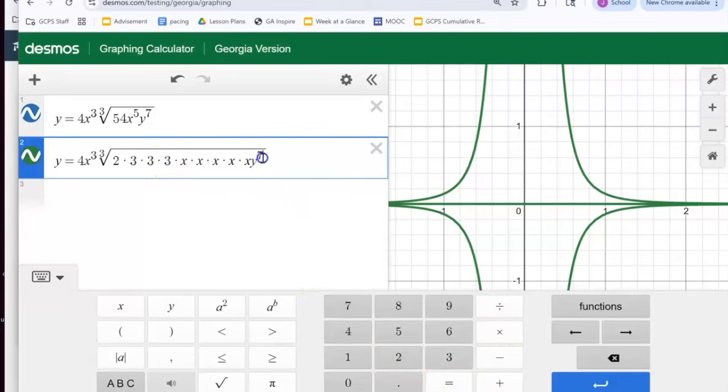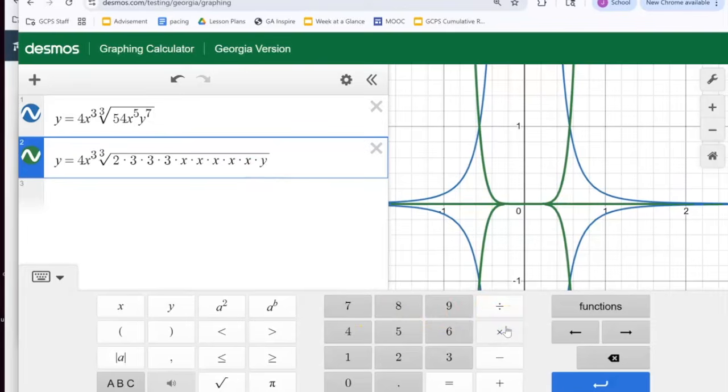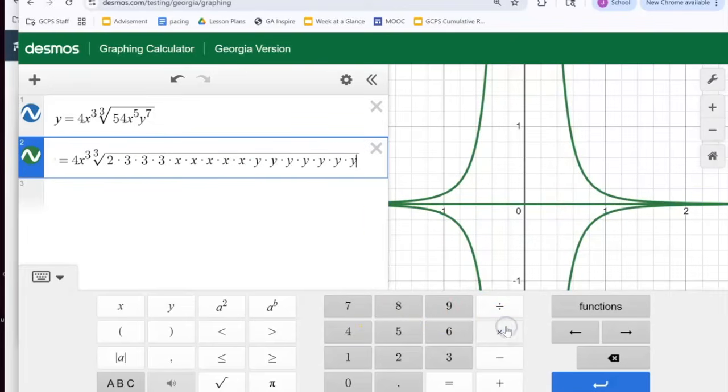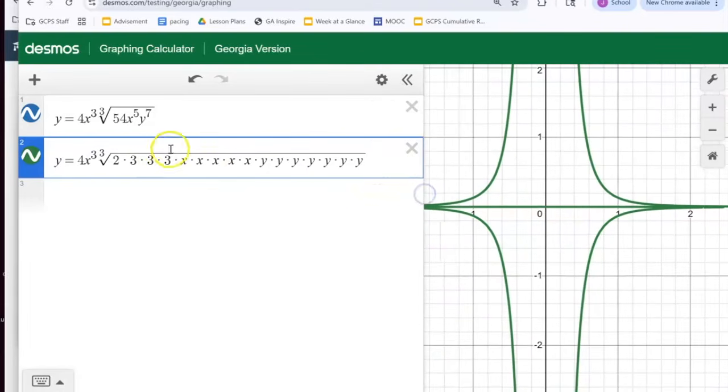All right, then I need how many y's? 7 y's multiplied together. So now I'm back unmatching, and then I go times y 1, 2, 3, 4, 5, 6, 7. Back matching. All right, so now it's broken down completely. I just need to make books.